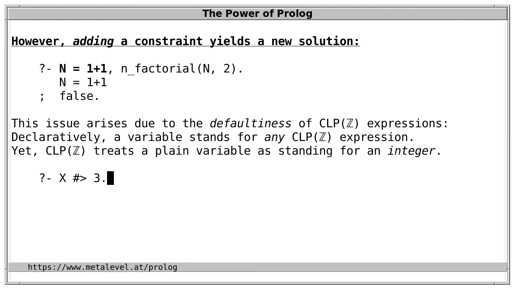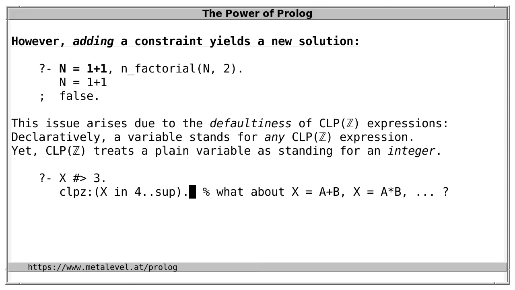For instance, if we ask, for which x does x greater than 3 hold, then CLP(Z) tells us it holds for integers and only for integers between 4 and positive infinity. But we know, of course, that there are other solutions for x too, namely compound terms such as a plus b, a times b, and so on. For instance, we know that the compound term 2 plus 2 is also a solution.